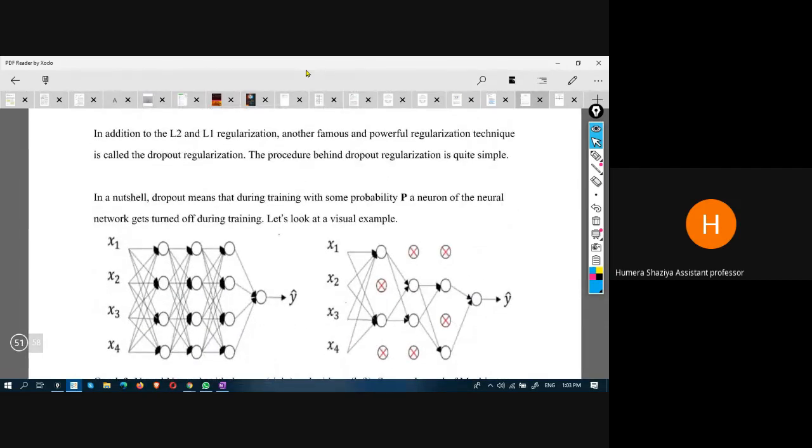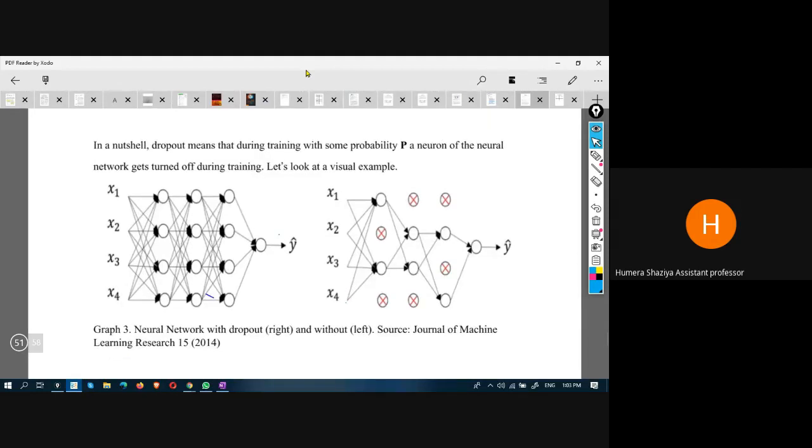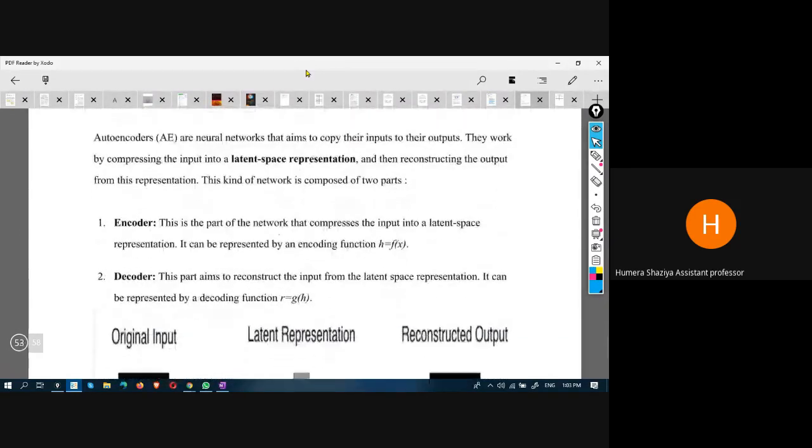Dropout. What is dropout? When you have this number of nodes, you can just eliminate a few of them. That is nothing but dropout. So how many nodes are eliminated? That is autoencoder. I will explain to you.